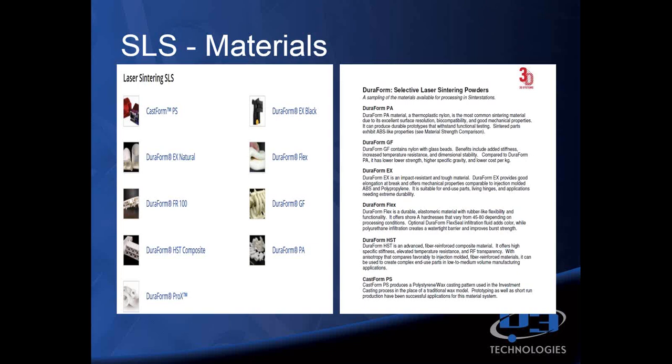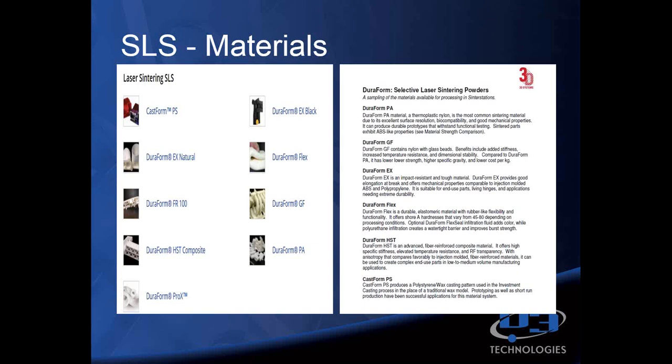However, there's also Duraform GF, or glass filled. And so that's, again, a nylon, but it does contain glass beads, and it really helps with temperature resistance. So that's another area. Just so you know, glass-filled also has a little bit lower strength capability than your Duraform PA. Duraform EX is what we call the impact resistant, or really tough material. It provides great elongation at break as compared to injection molded parts. So it's really suitable for good end-use parts. A lot of people use this for hinges, things of that nature.